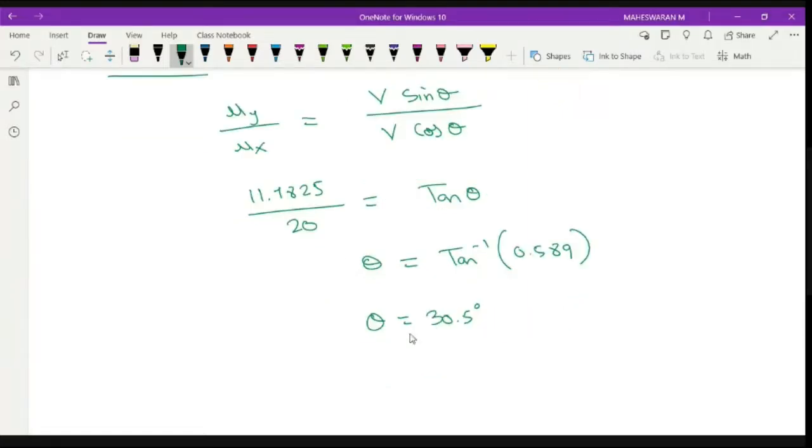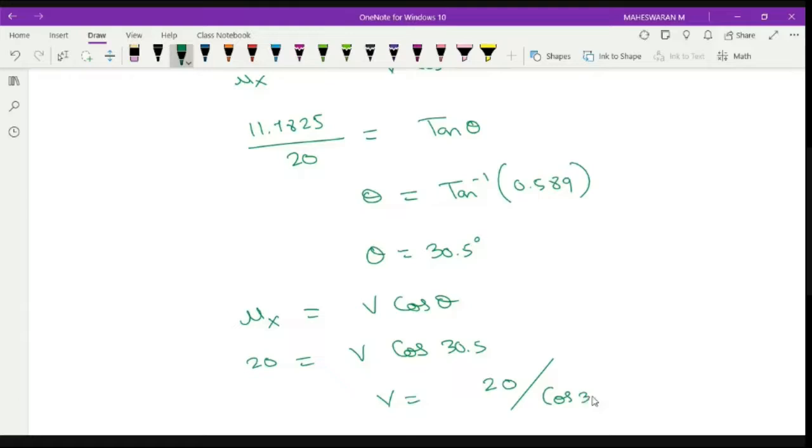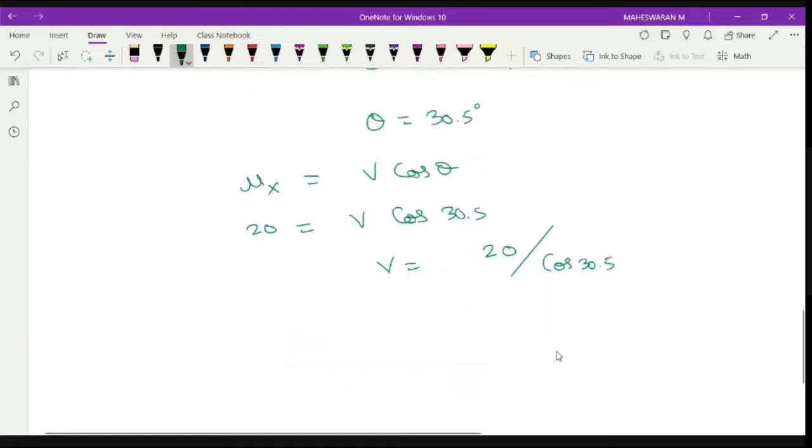Once you identify this theta, you substitute in any of these values. Let me consider Ux is equal to V cos theta. Ux is 20. 20 is equal to V cos 30.5. So what is your V value? 20 divided by cos 30.5. V is 23.2 meter per second.